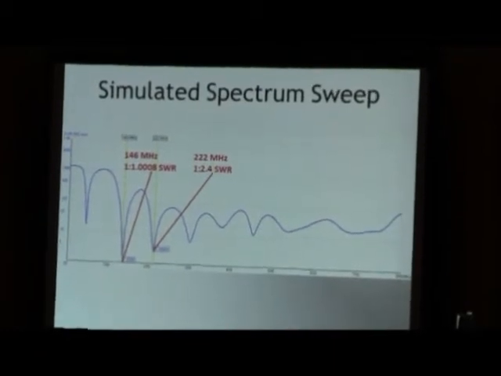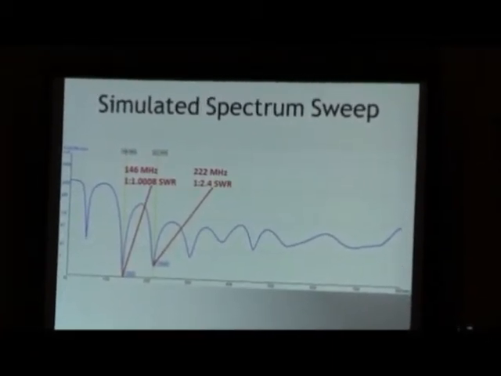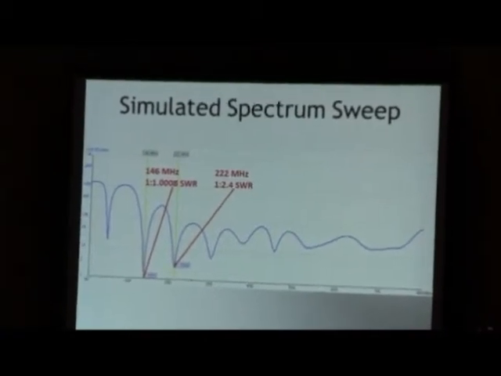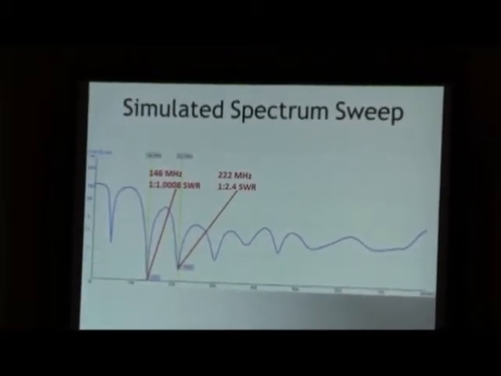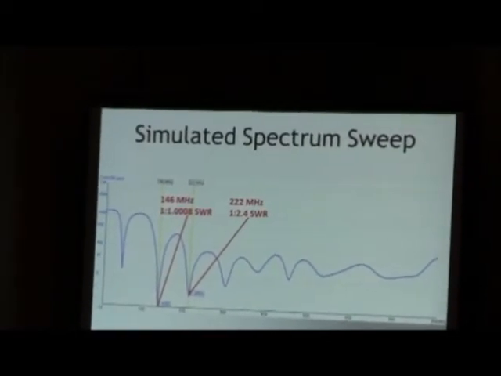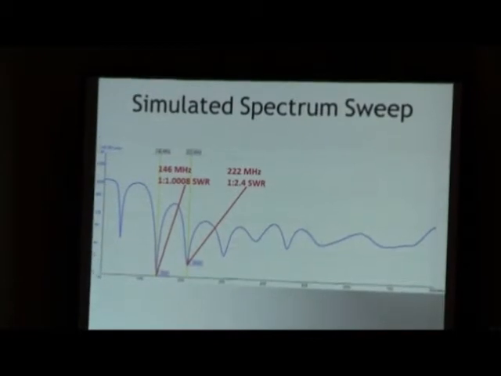Now for the simulated spectrum sweep, the results indicated that it had a stunning SWR at 146 MHz, virtually a one-to-one match. But the results also indicated that it was tuned for yet another amateur radio band, and this time it's 222 MHz with a 1 to 2.4 SWR.